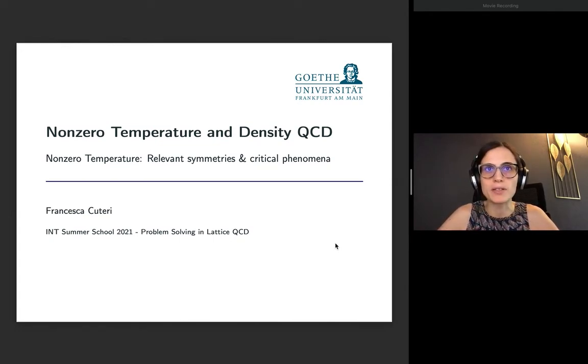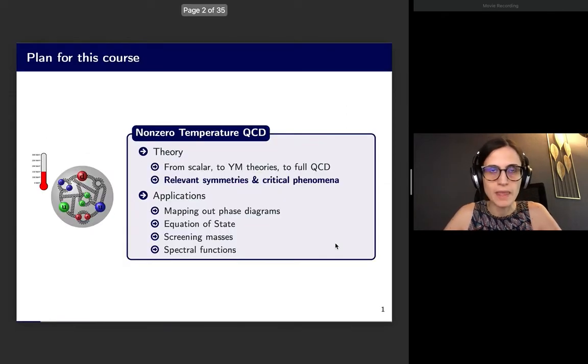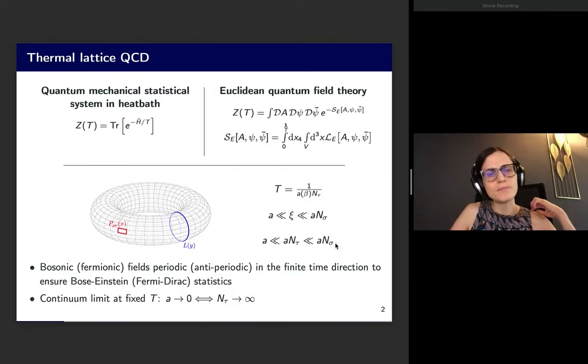set of input parameters. And in particular, it will allow us to locate and classify the phase transition that separates the relevant phases. Okay, so we are at this stage in the plan of our course. We are discussing critical phenomena in the framework of non-zero temperature lattice QCD and the relevant symmetries that match these critical phenomena. But as I said, let's start from setting up the stage for a non-zero temperature simulation in lattice QCD.